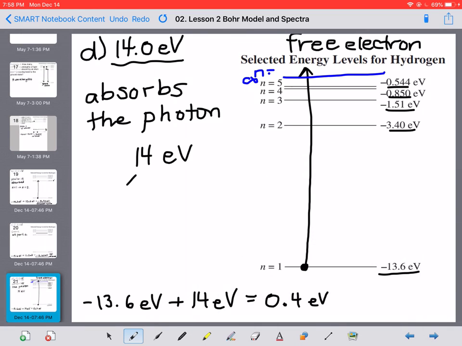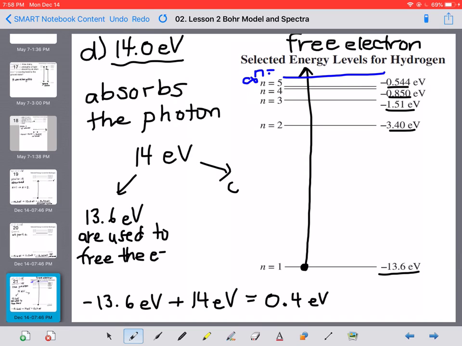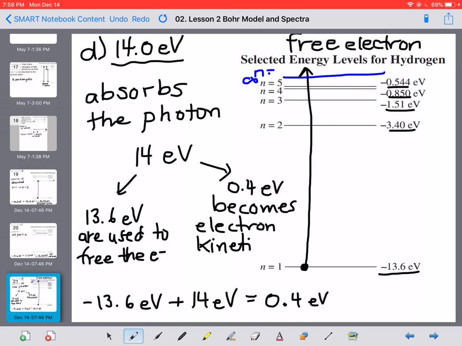okay, of the 14 electron volts, 13.6 are used to free the electron, or to ionize it. Okay, and the 0.4 electron volts that are left over becomes electron kinetic energy. So the electron will leave the hydrogen atom and it will move off into space with 0.4 electron volts of kinetic energy.